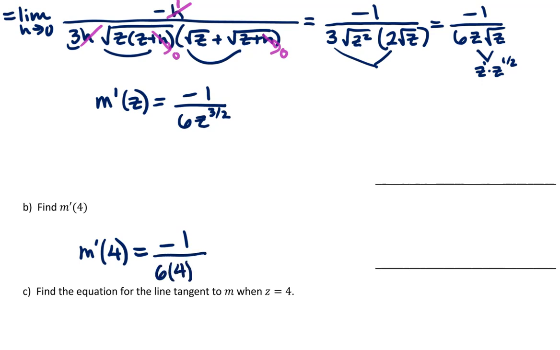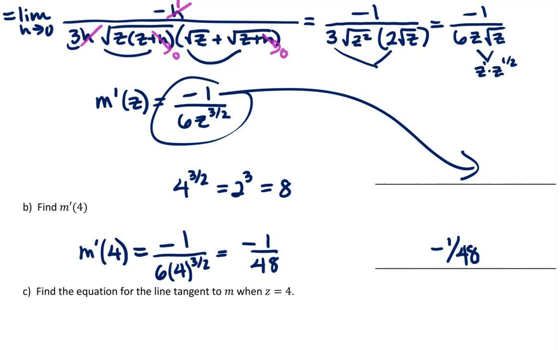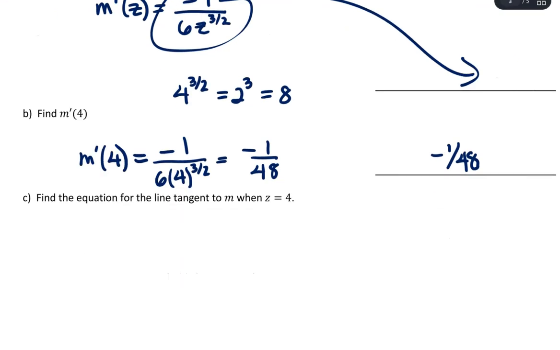4 to the 3/2. So remember, 3/2 power is square root and then cube. The square root of 4 is 2. 2 cubed is 8. So we get negative 1 over 6 times 8, negative 1 over 48. Okay, and this should go down here. So instead of having to run through the entire limit definition for every single x value, we now have this formula and we could plug in as many x values as we want and get out as many slopes as we want. And then once we've got that slope, the tangent line process looks exactly the same.